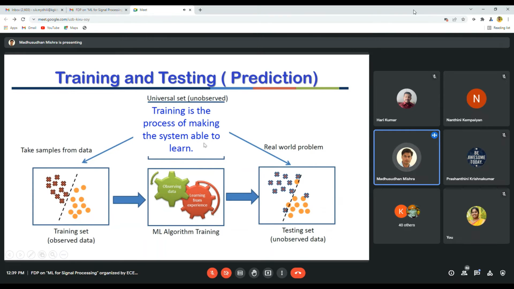Training is the process of making the system able to learn. In the training, with the help of the ML algorithm, it observes the data, learns from the experience and makes its own model. Then for testing, we give some real world problem or some data, and from the experience, from that model, it will try to tell from the same universal data set. If we give the input, it tries to classify.